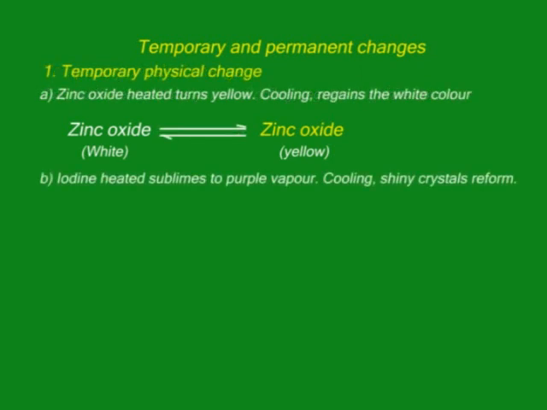Similarly, when solid iodine is heated, the shiny dark solid crystals sublime, forming a purple vapor. The vapor on cooling condenses back into the shiny black solids again. Again, take a look at this.